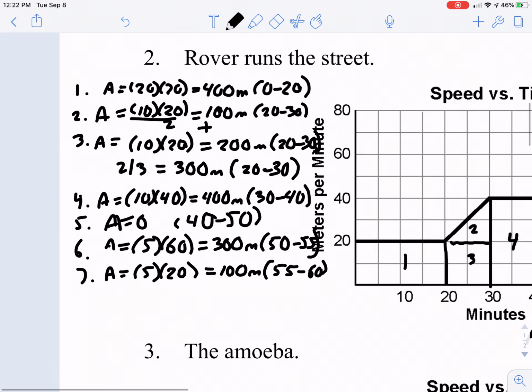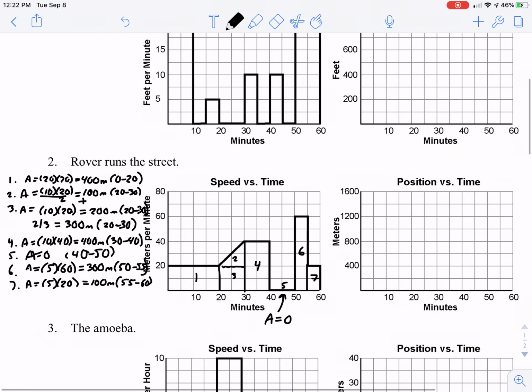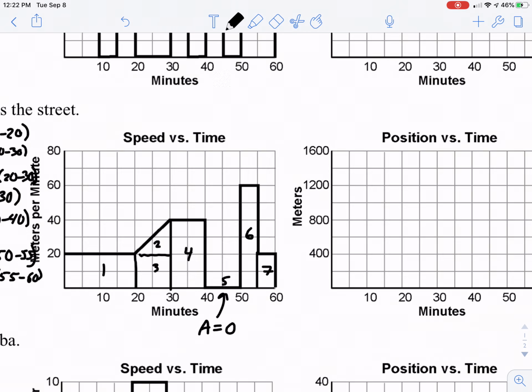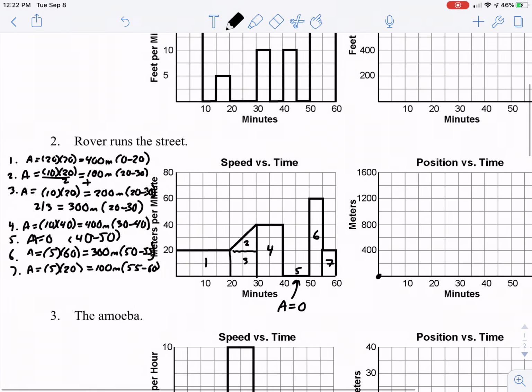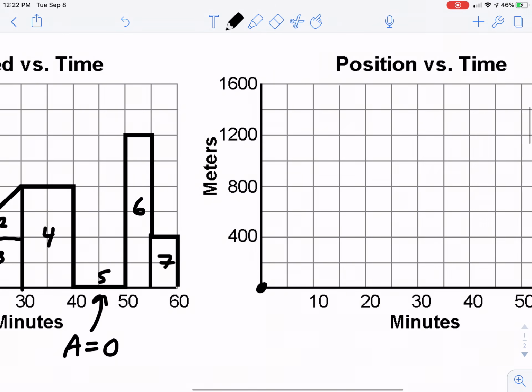So here's what we do to plot this, okay? We're going to go over to our graph and we're going to plot a dot that represents how far we went for that time. So we are starting this at 0, 0. Okay, we're starting from the origin. Then, for the first 20 minutes, we have gone 400 meters. So you're going to go over to 20 minutes, you're going to go up to 400 meters, and you're going to plot your first dot. Okay, here's the first one.